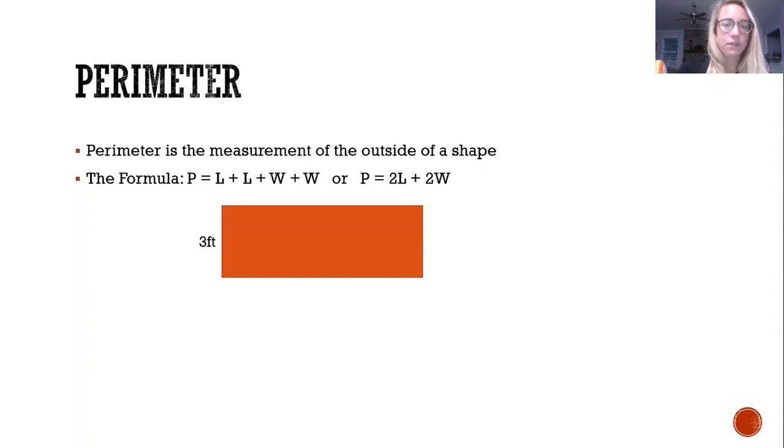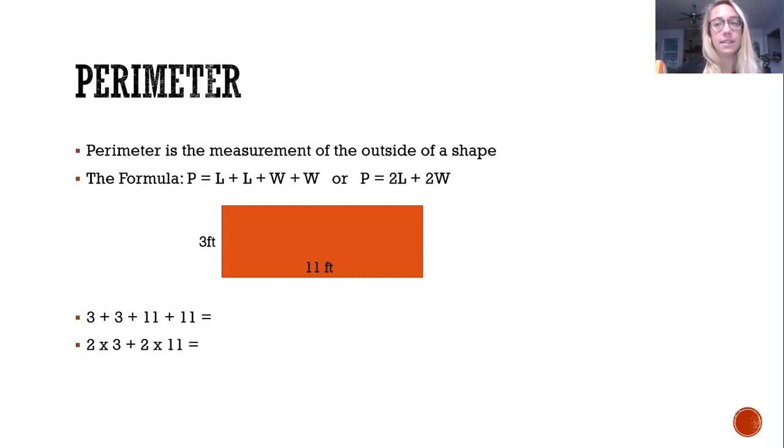So we have a rectangle for our example, and it has 3 feet as its length and 11 feet as its width. So for our first formula, we do 3 plus 3 plus 11 plus 11. Or for our second formula, we could do 2 times 3 plus 2 times 11. So now I'm going to solve these. We're going to start with the first one.